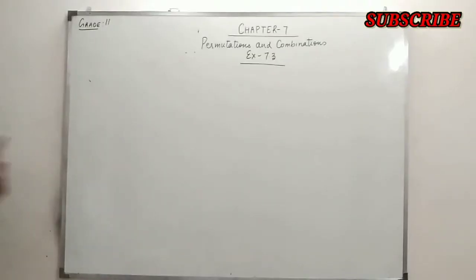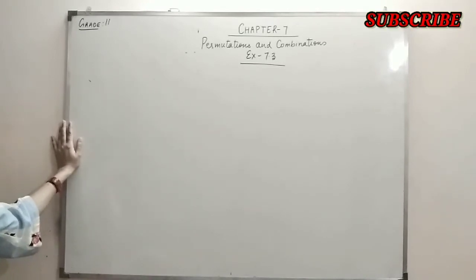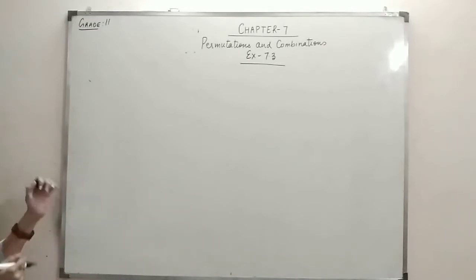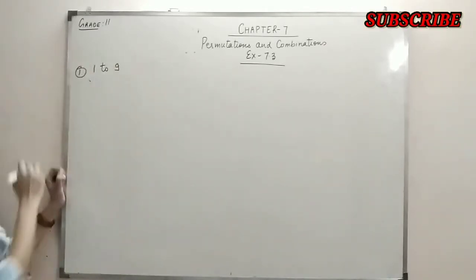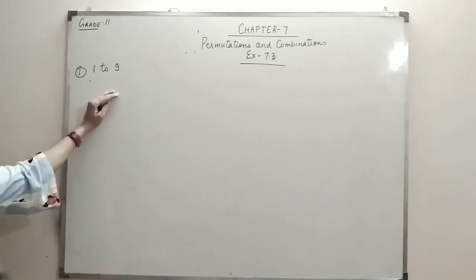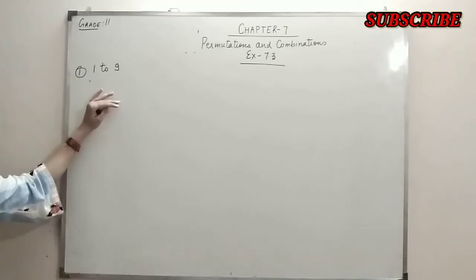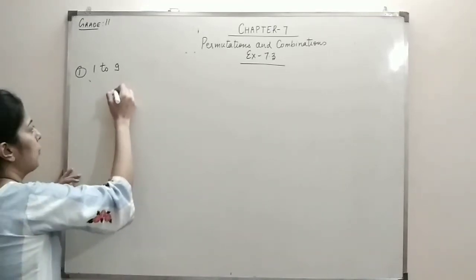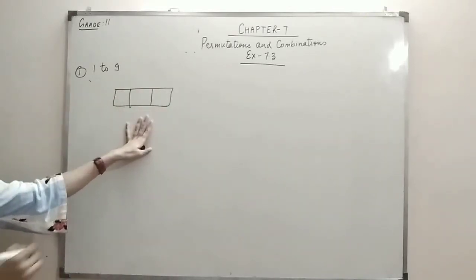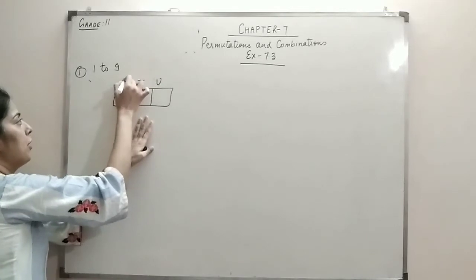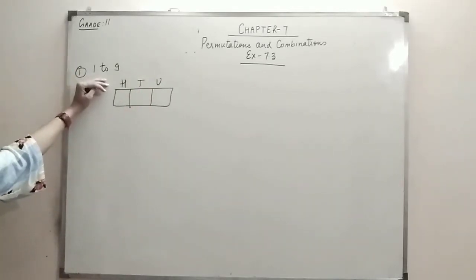Come to question number 1: how many 3-digit numbers can be formed by using the digits 1 to 9, when no digit is repeated, when repetition is not allowed? What we have to do is frame a 3-digit number: the unit place, tens place, hundred place. We have to frame a 3-digit number out of these 9 digits, 1 to 9.